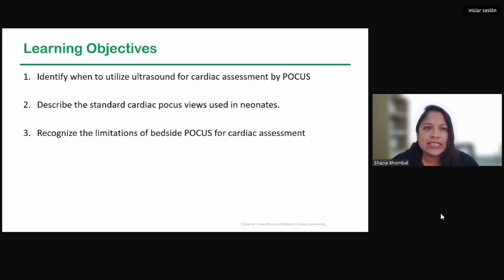Learning objectives: we're going to identify when to utilize ultrasound for cardiac assessment by POCUS, describe standard views of cardiac POCUS used in neonates, and recognize the limitations of bedside POCUS for cardiac assessment.